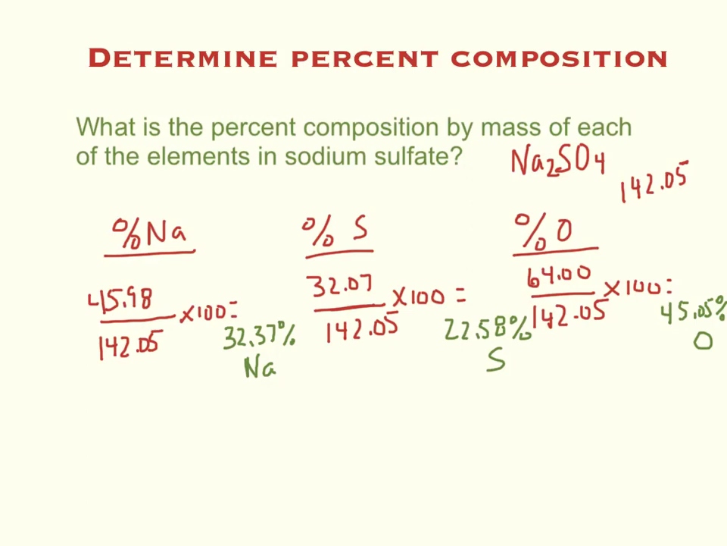Sometimes when you add them up, they may equal just under 100%, or maybe just over 100%. That's because of the way we rounded the molar masses from the periodic table.